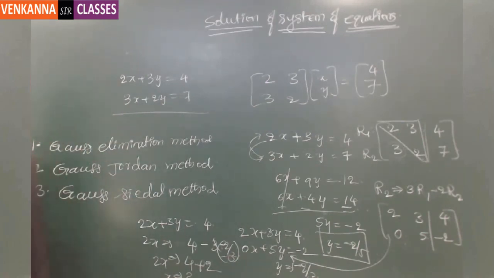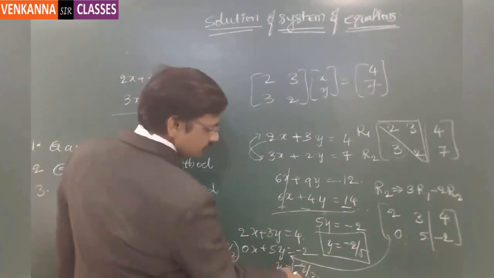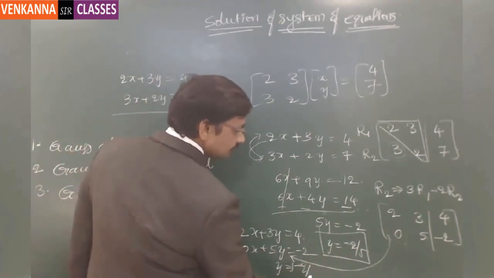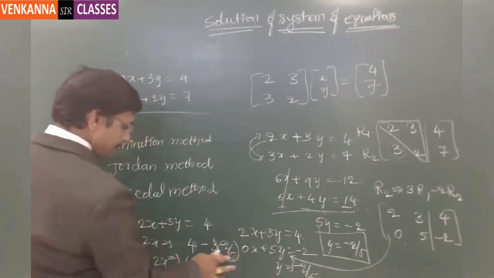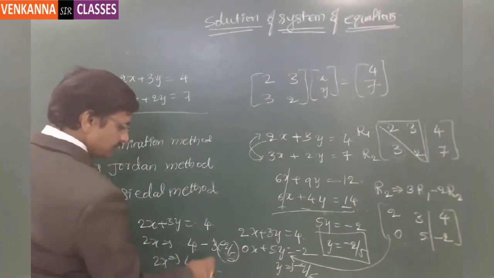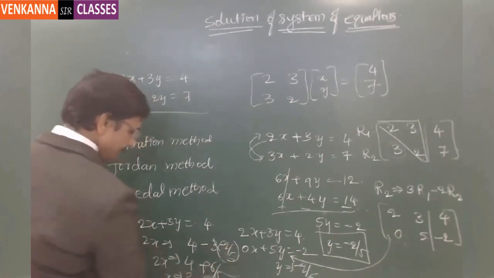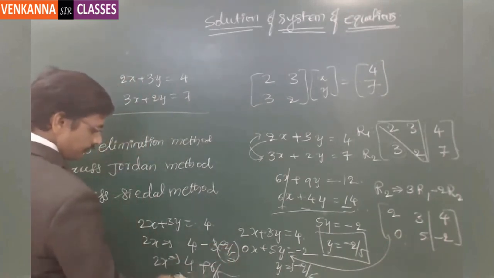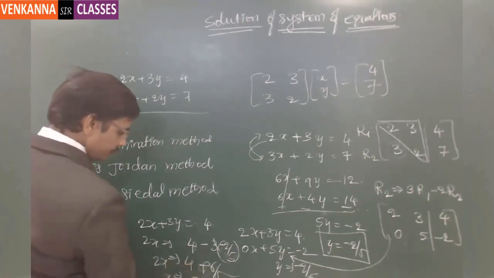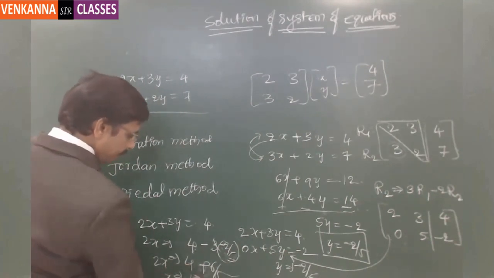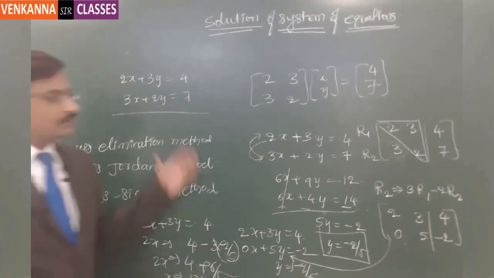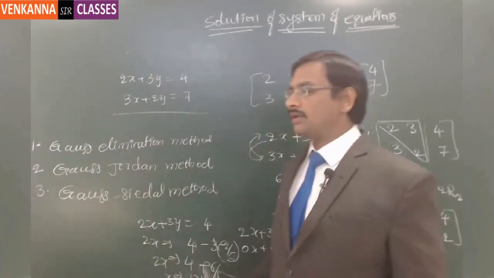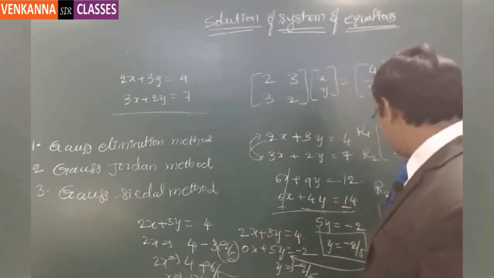Got it? Sorry, this is 2 by 5. No, 2 by 5. So this is going to be plus 6 by 5. So this is the answer. 13 by 5. Yeah, so this is the answer. Got it? So like this, you will be able to calculate the value by making this as 0.